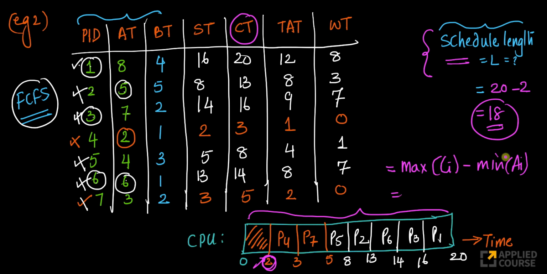We discussed this in the past, in the previous video. What is the maximum of completion times? Maximum of completion times is 20. What is the minimum of arrival times?